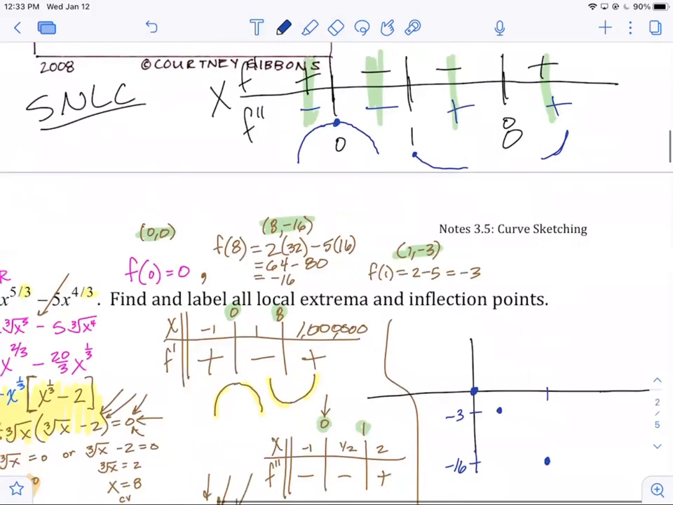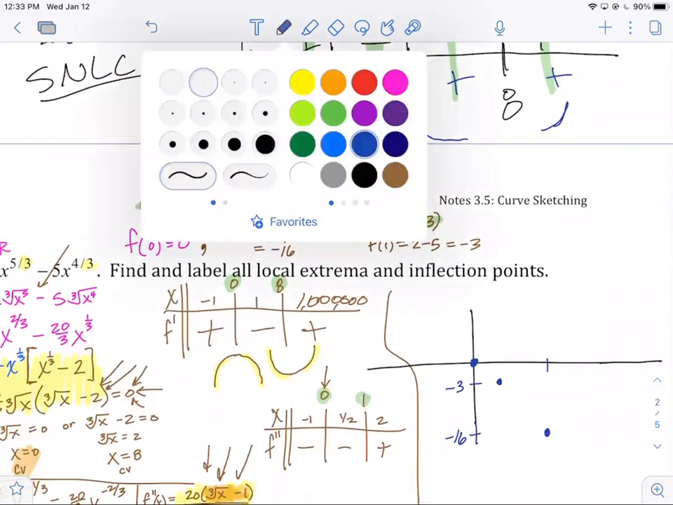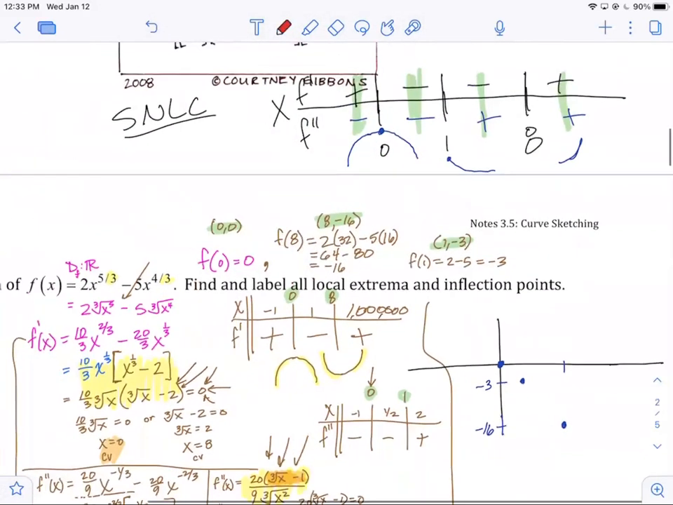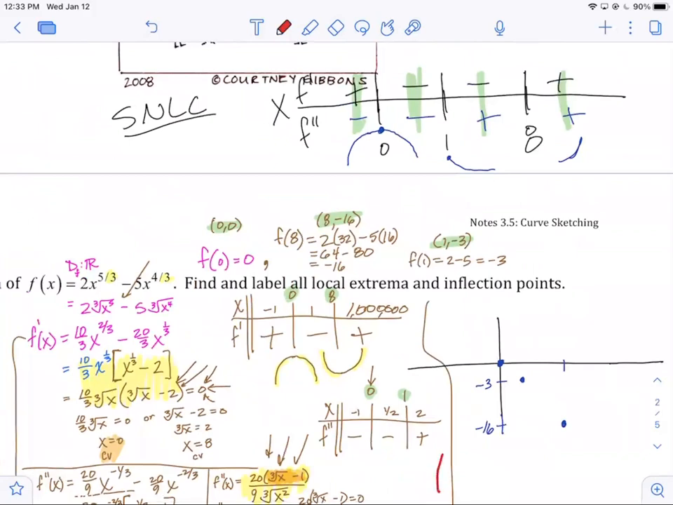All right. And now we can connect the dots like that. So here we go. Here's my final graph. I'll use red. It's coming in, and I know now that I have it curving downwards. And there's a local max at the point (0, 0). And then it's decreasing concave down to the next point, and then it's decreasing concave up to the next point. And then it's increasing concave up after that.